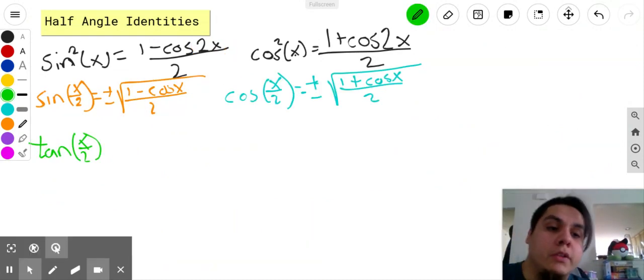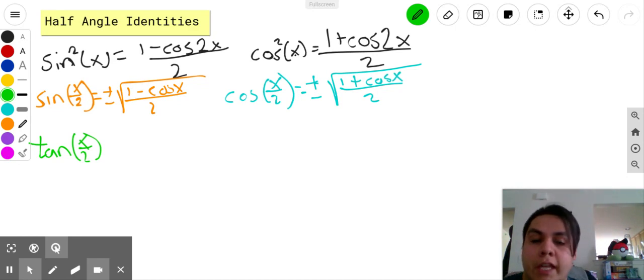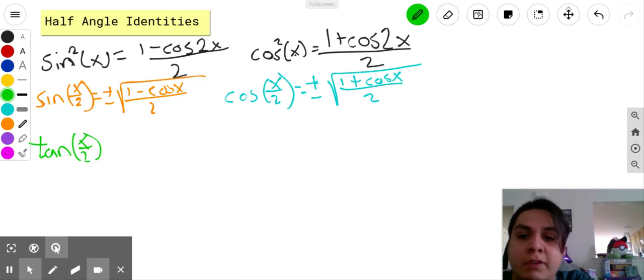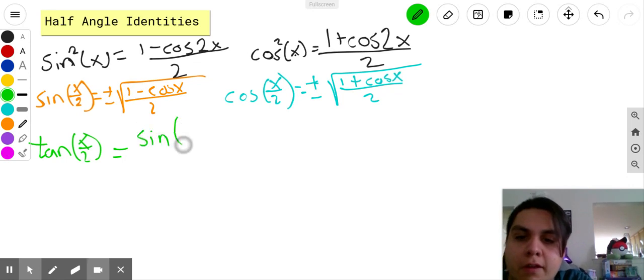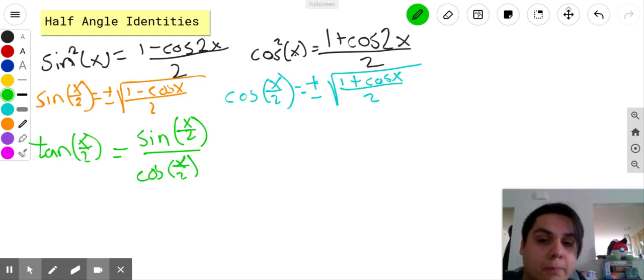Okay, so now let's talk about tangent. For tangent, we don't have a power reducing identity. So let's think about tangent as sine divided by cosine. Specifically in this instance, it's going to be equal to sine of the given input divided by cosine of that given input, in which case it's x divided by 2. So now all we have to do is use the identities we just found.